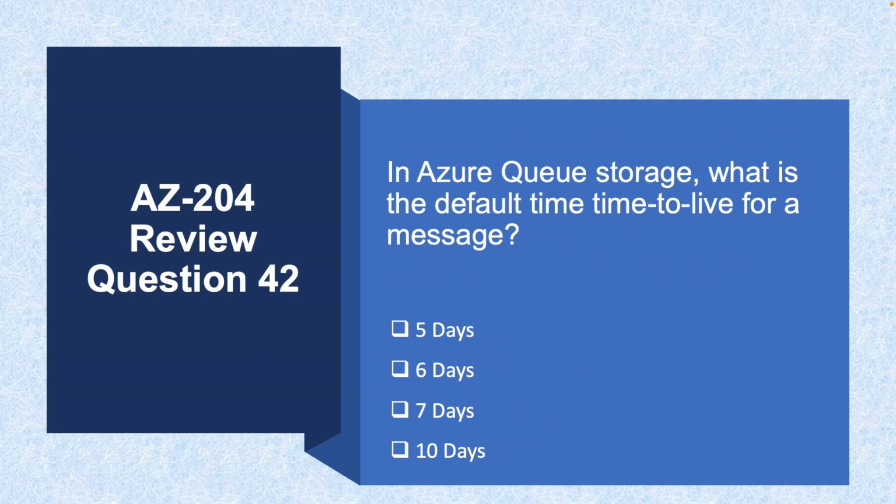Question number 42. In Azure Queue Storage, what is the default time to live for a message? Correct answer is 7 days. The default time that a message can remain in the queue is 7 days.